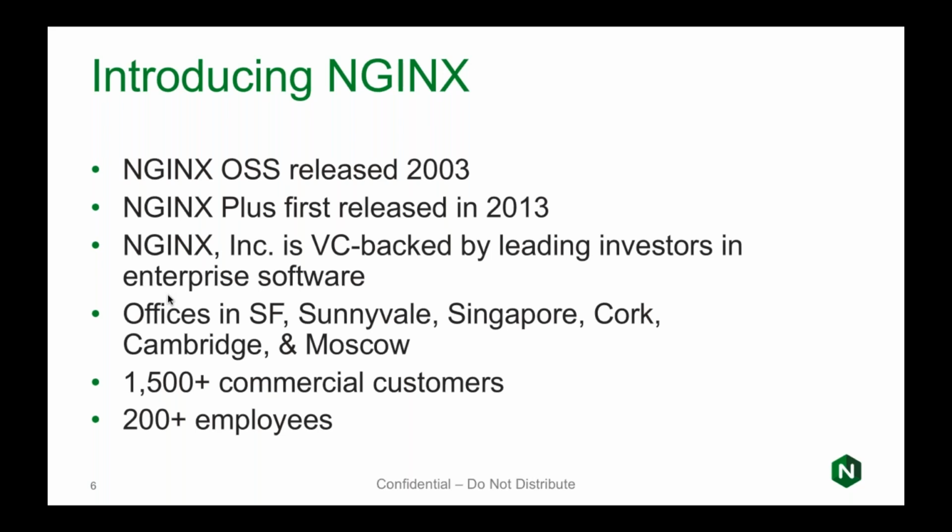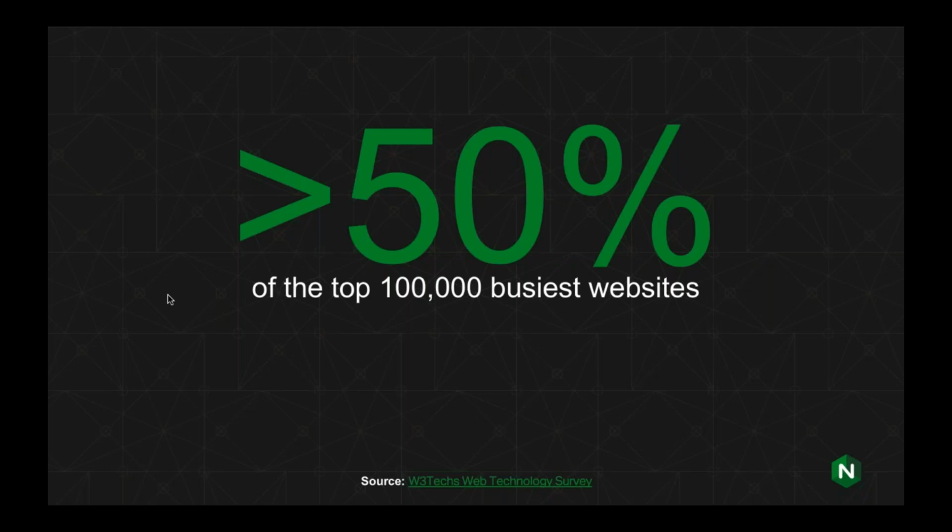and that serves the purpose of supporting and reinvigorating the open source project along with the company built on top of both open source and Plus. We're VC backed by leading investors in enterprise software. We have offices all over the world, more than 1,500 commercial customers, and more than 200 employees. Of course, the number of commercial customers, and that's at a company level, is small compared to the number of open source users that we have, which is immense.